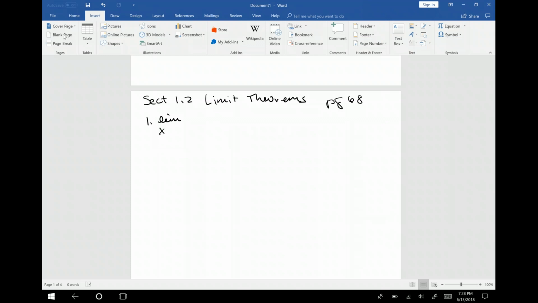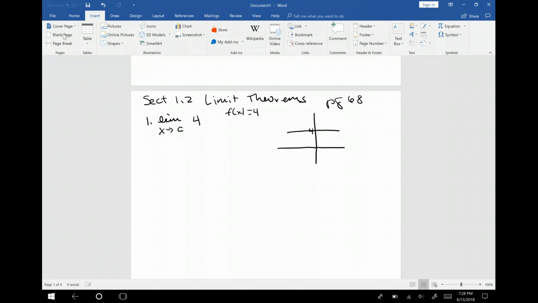The first limit theorem says the limit as x approaches c of k. And that's saying that k is going to be a constant. So maybe k is 4. I'll say the function is 4. That means that our function y or f of x is equal to 4. That would be the function. So that function is just going to be a horizontal line, like y is equal to 4 is just going to be a horizontal line through 4, right?